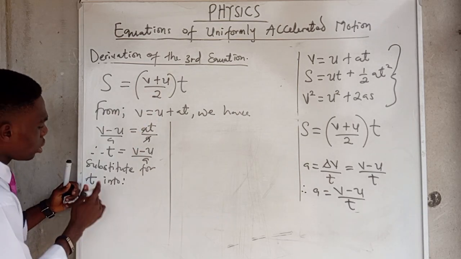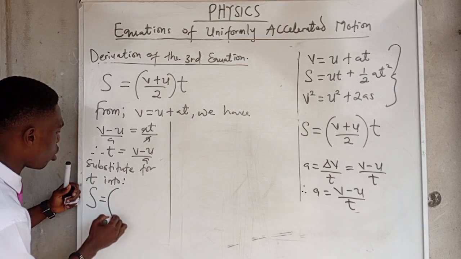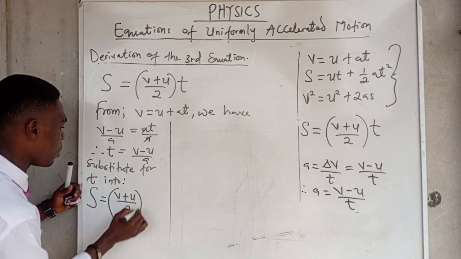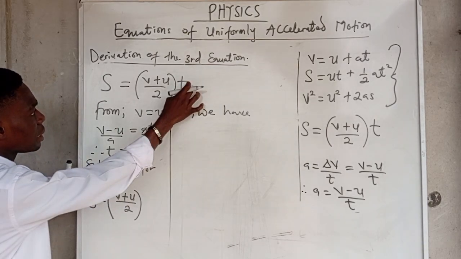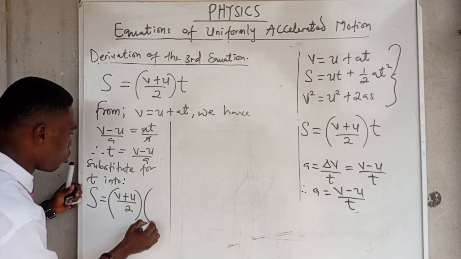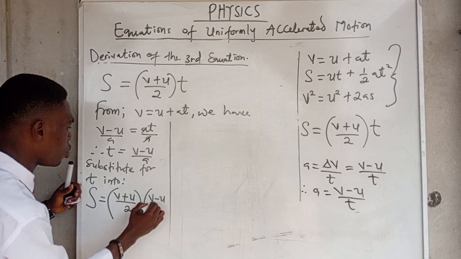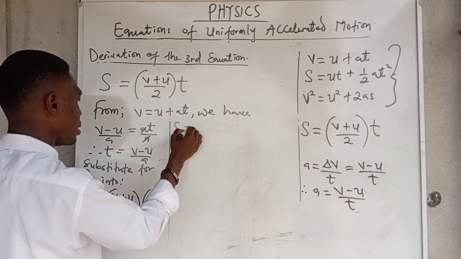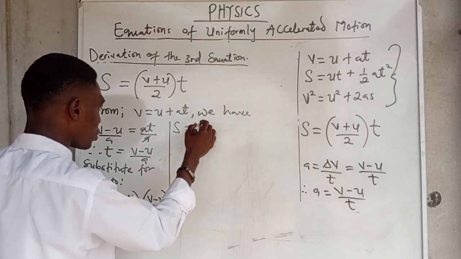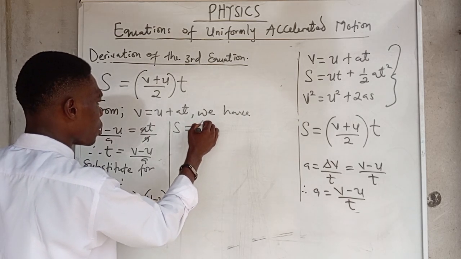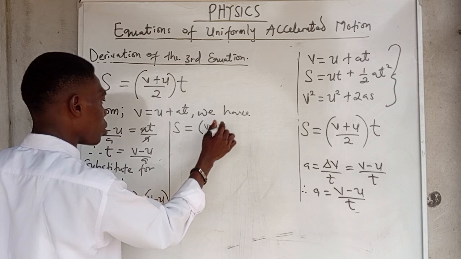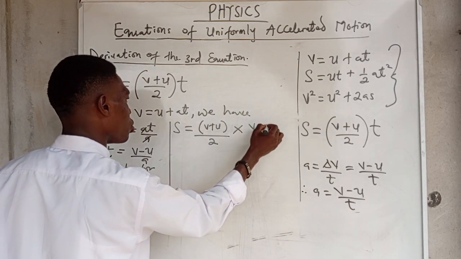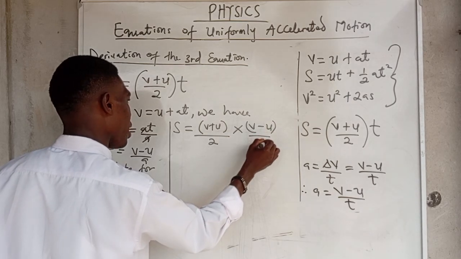Are we together now? So here I see s is equal to, open bracket, v plus u over 2, times, now I'm going to multiply by t. Now this is t, but t is this, open bracket again, v minus u over a, close bracket, and so s now is equal to v plus u over 2 times v minus u over a.